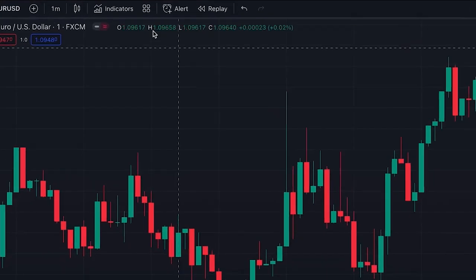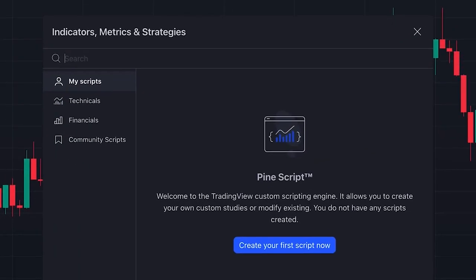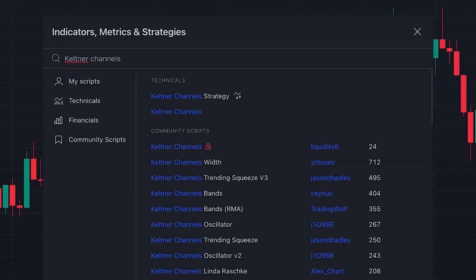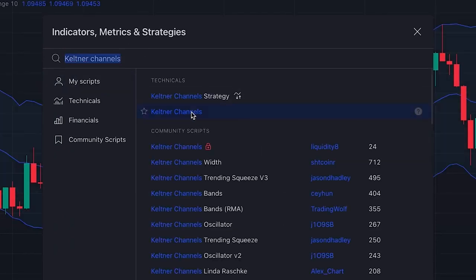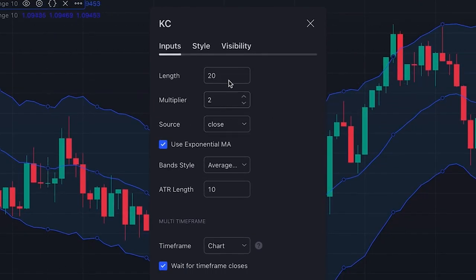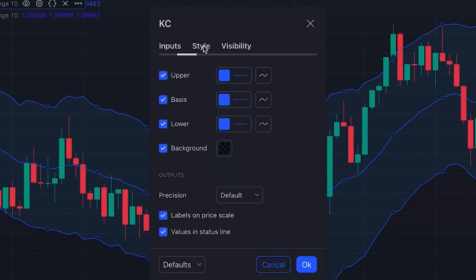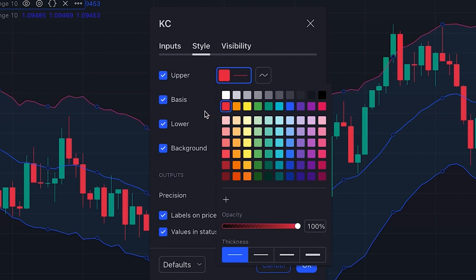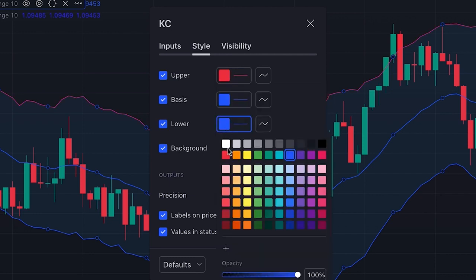For adding them, here we click on indicators and we simply search their name. The first one that we want to add is Keltner channels, which is a built-in indicator on the TradingView platform, and we add 2 Keltner channels because in this strategy we need 2 and we need to adjust their settings. For the first Keltner channel, we don't change anything in the inputs tab, and then in the style tab we change the color of the upper band to red, and also for the lower band we change it to red, and then we remove the basis.